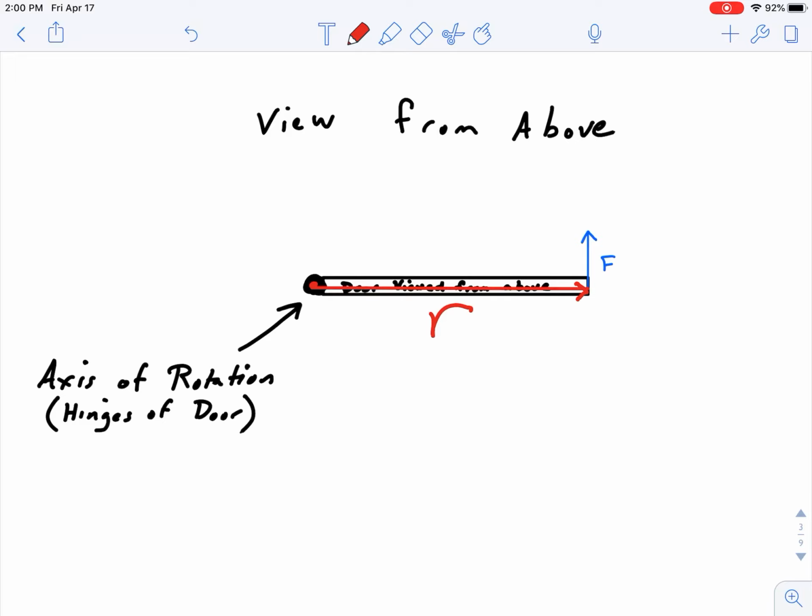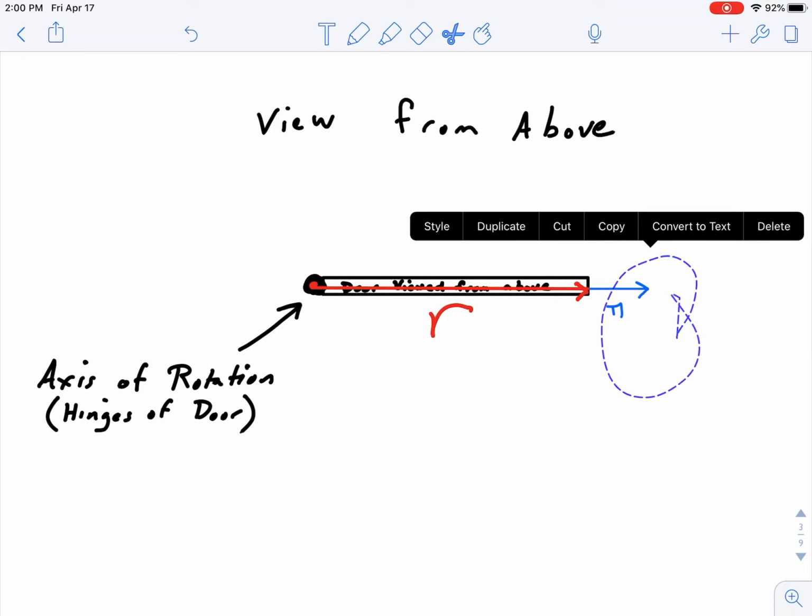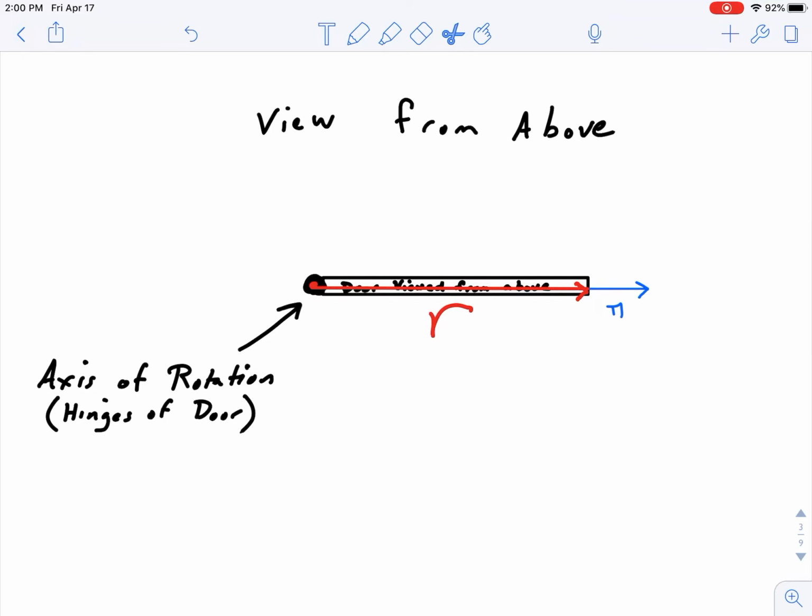Now, as I mentioned in the previous slide, the angle at which you apply that force is going to be important as well. And this might make sense to you, because if you think of me taking my force and instead of pushing on the door, I were to pull on the door like this, you would say, well, that's ridiculous, Mr. Schramm, because the door is not going to rotate if you pull on it like that.